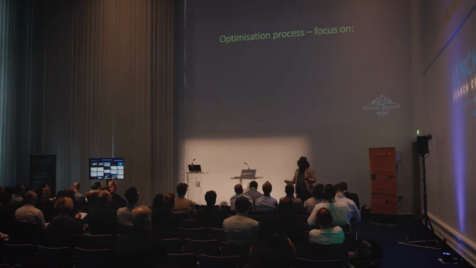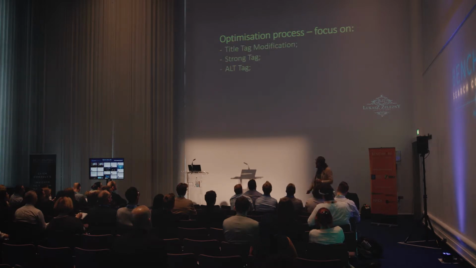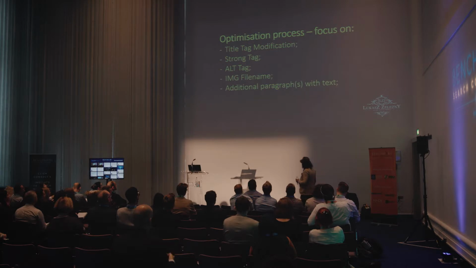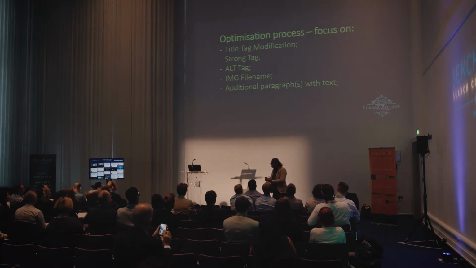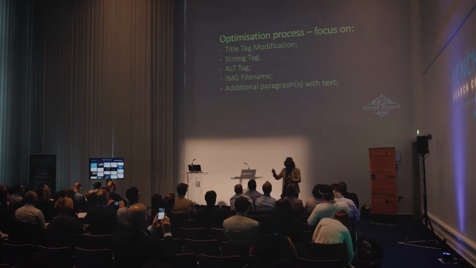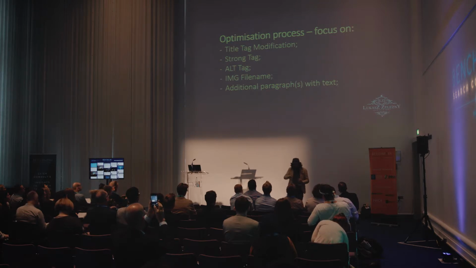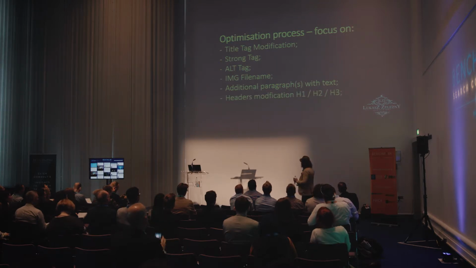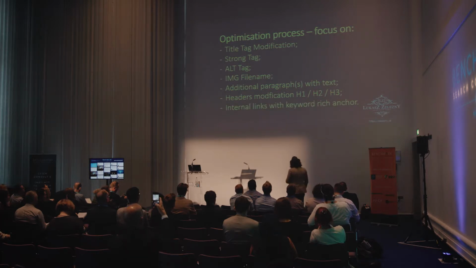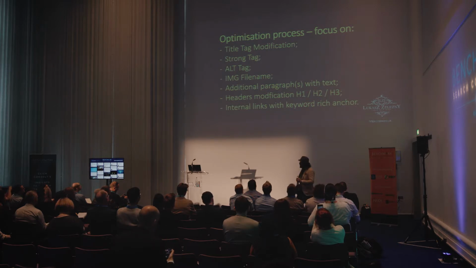Optimization is very simple. Nothing else than what we normally do: title tag modification, strong tag, alt tag, image file name. So make sure that your images also contain keywords. Don't go with 12345.jpg. Put there a keyword that you want to rank on. Headers modification, H1, H2, H3. Internal links with keyword anchors that match keywords we want to rank.